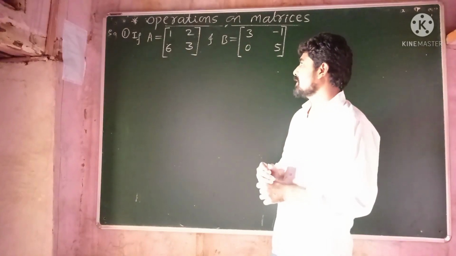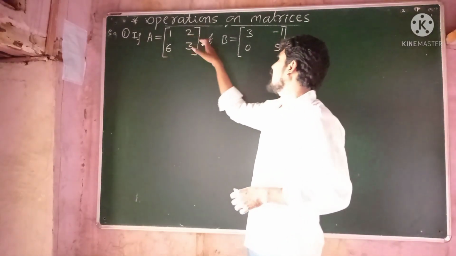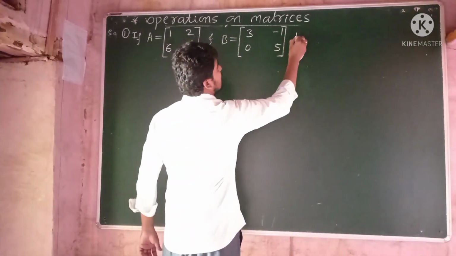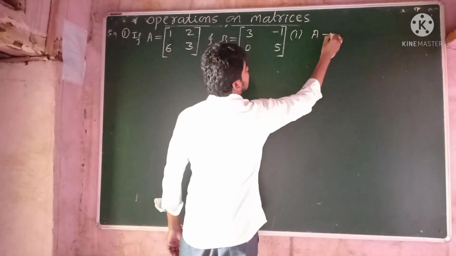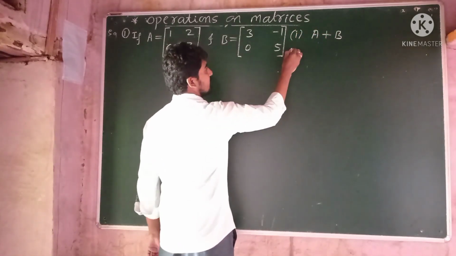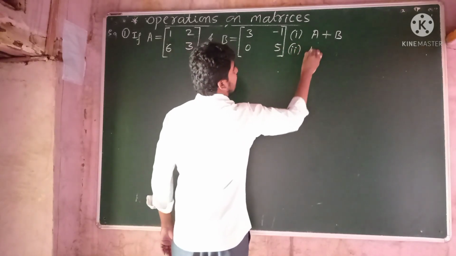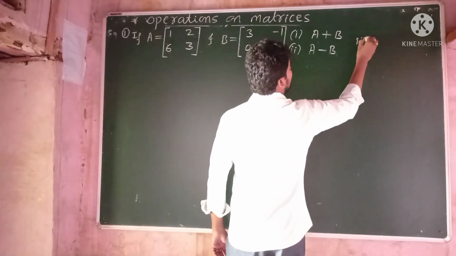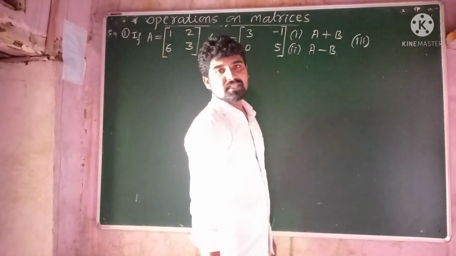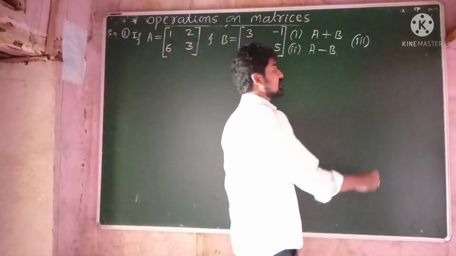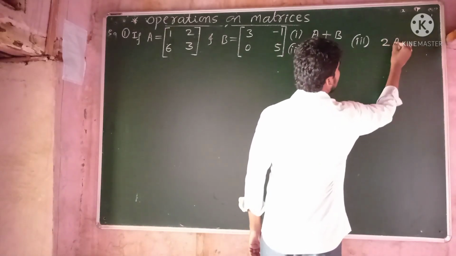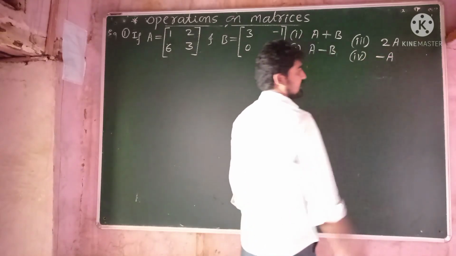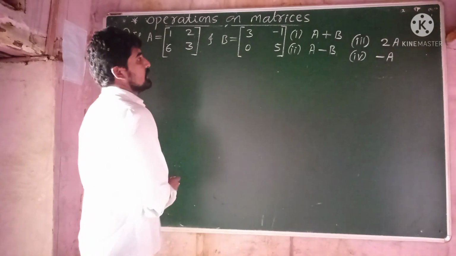So let us consider an example. If A and B be any two matrices, then find the first one, matrix A plus B, and the second one, matrix A minus B, and the third one, multiplication of the matrix A by the scalar 2, that is 2A, and the fourth one, find negative of the matrix A, that is minus A. Let's start the solution.